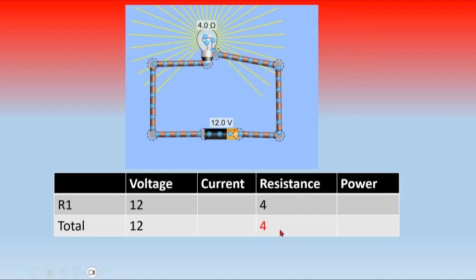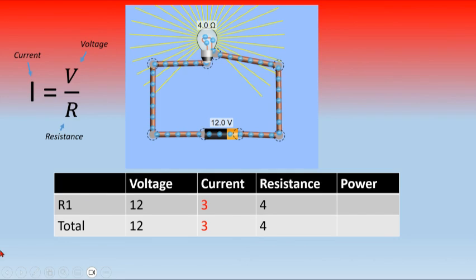Resistance, the total resistance is just going to be 4 because we only have one resistor, and that resistor has 4 ohms. So now the rule is that if you have two values, you can always find a third. To do that, we have Ohm's law, which says that I for current is equal to V for voltage divided by R for resistance. So we have voltage and resistance. We just divide those to get the current. So the current near the light bulb is 3, and the current near the battery is 3. If you need to know more about Ohm's law, we do have a video. You can click on the link to see that video.